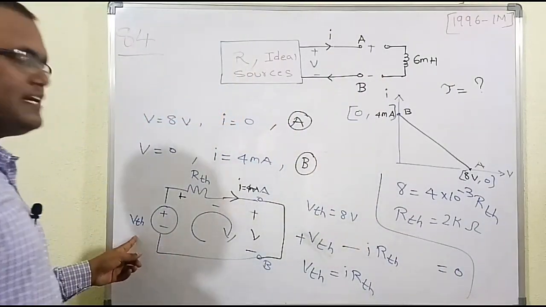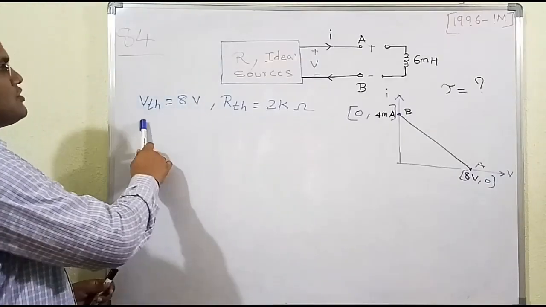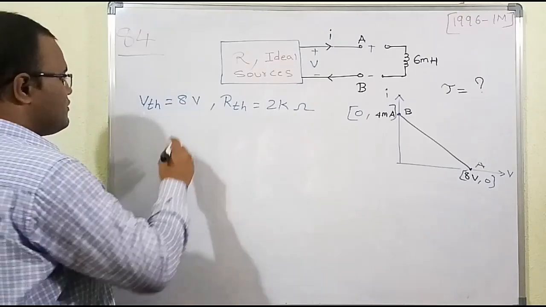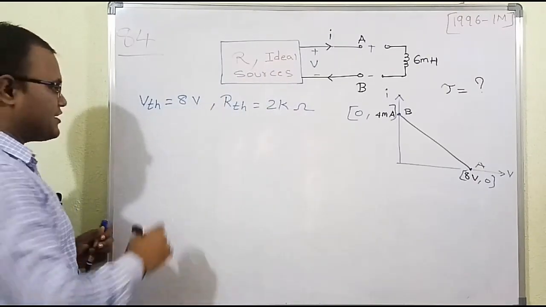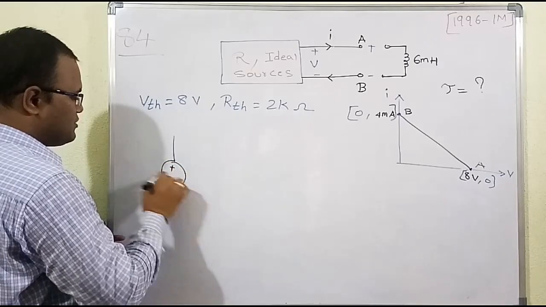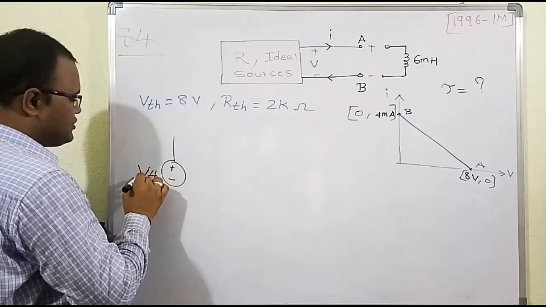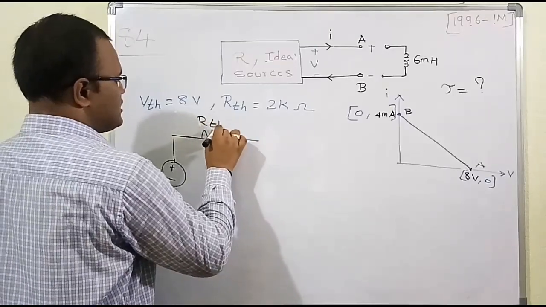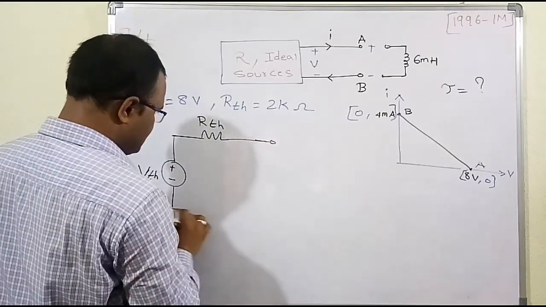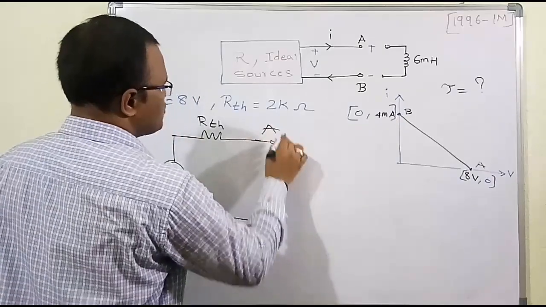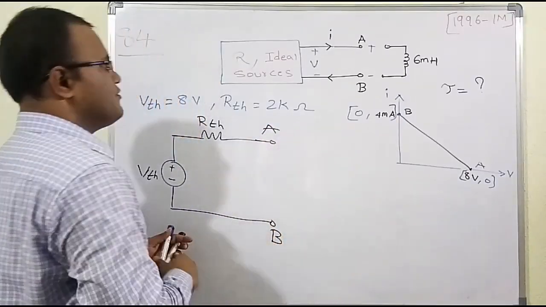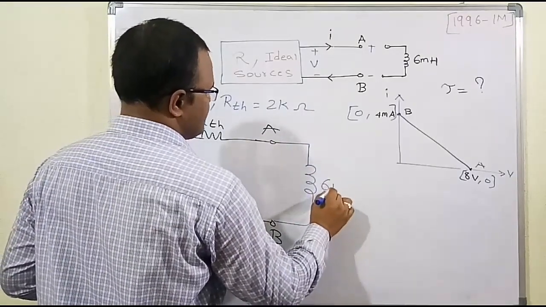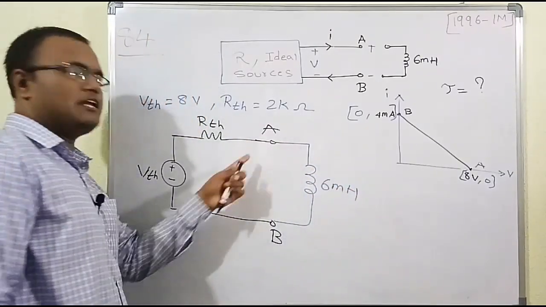So now we know VTH, now we know RTH. VTH is equal to 8 volt, which you have figured out, and the RTH is also 2 kilo ohm. So now we need to write the Thevenin equivalent circuit, with this the VTH and this the RTH. These are the terminals A and B. Across these terminals we are connecting an ideal inductor which is 6 millihenry.